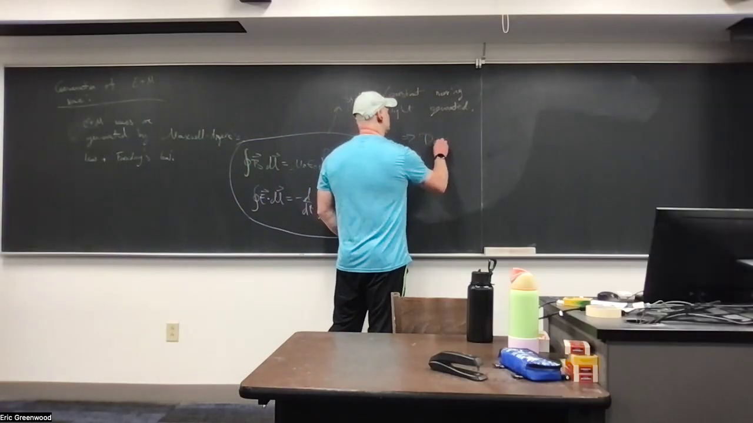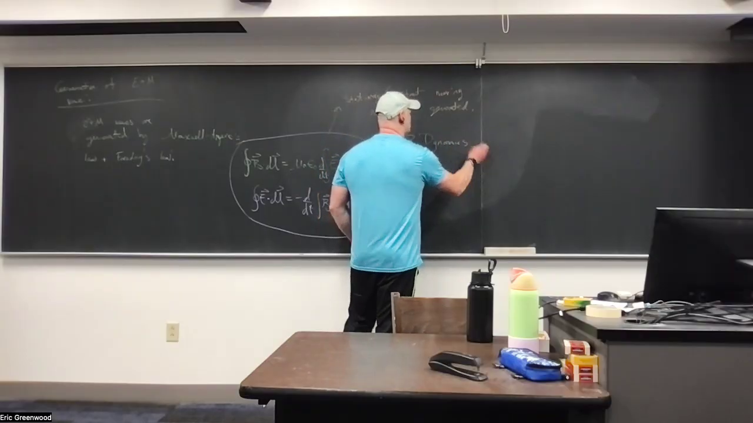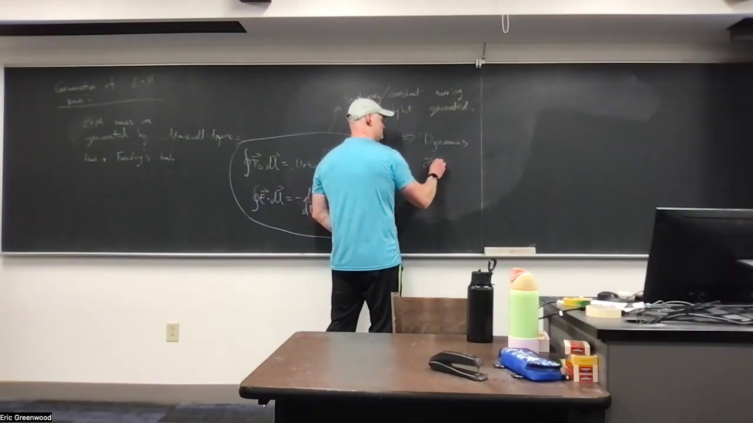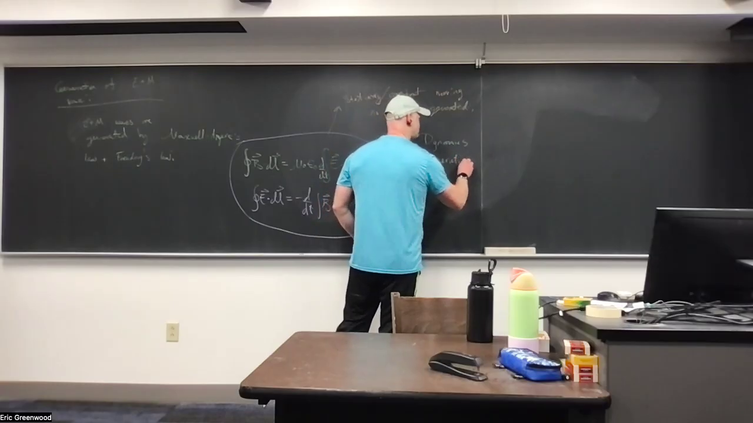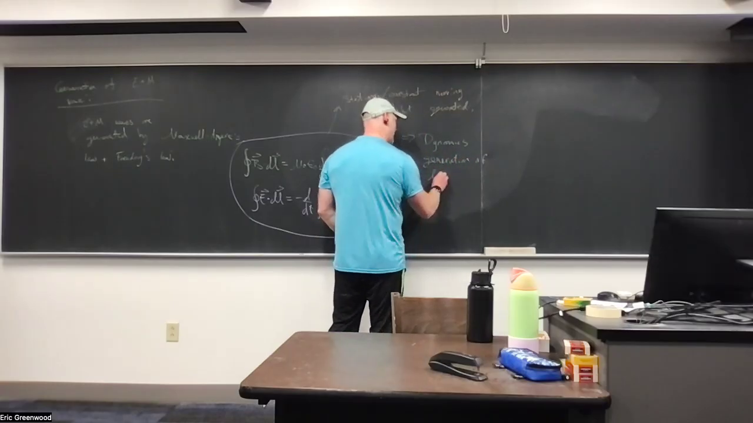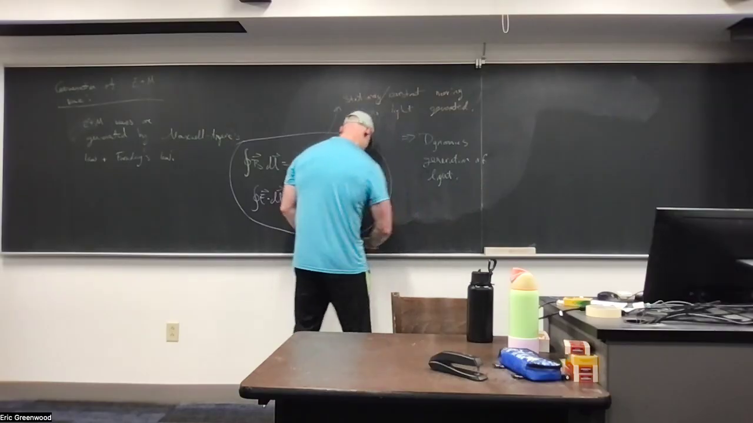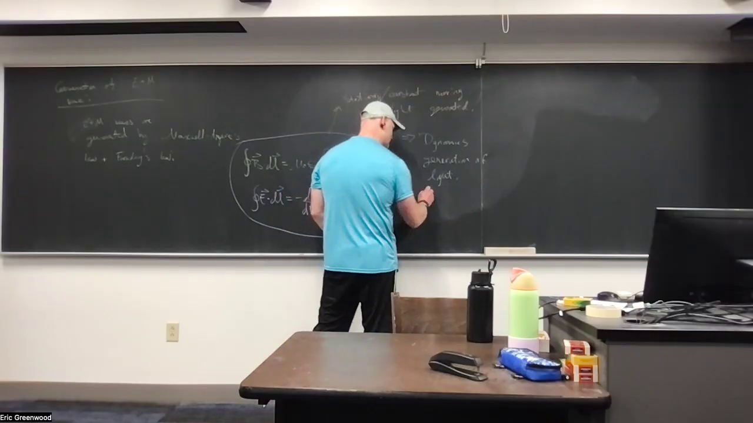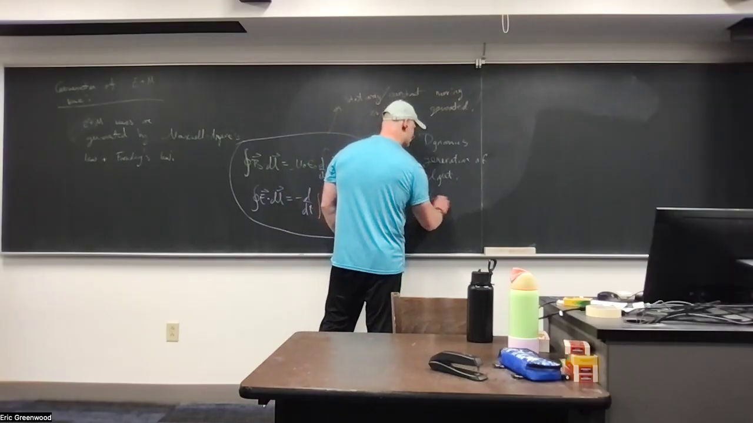So it is dynamics which leads to the generation of light, which means that we have to have some sort of acceleration. Basically, all this points out to us is we have to have acceleration.